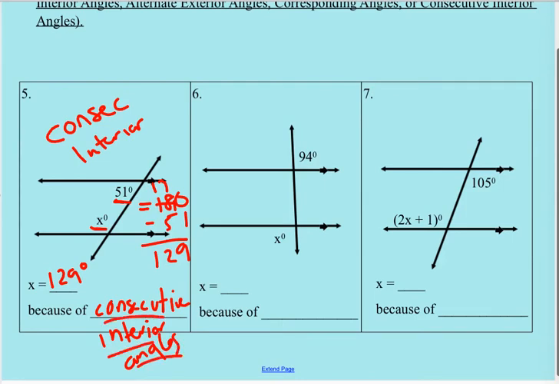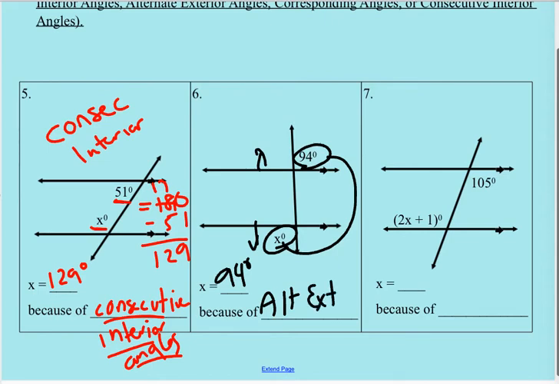Number 2, look at where they are. Opposite sides of the transversal, outside the parallel lines. I'm going to go 94 because these are going to be alternate exterior angles. All right, last one. 105 and 2x plus 1. I'm going to say those two are equal. So x is going to be 52 because of alternate interior angles. 52 right there.